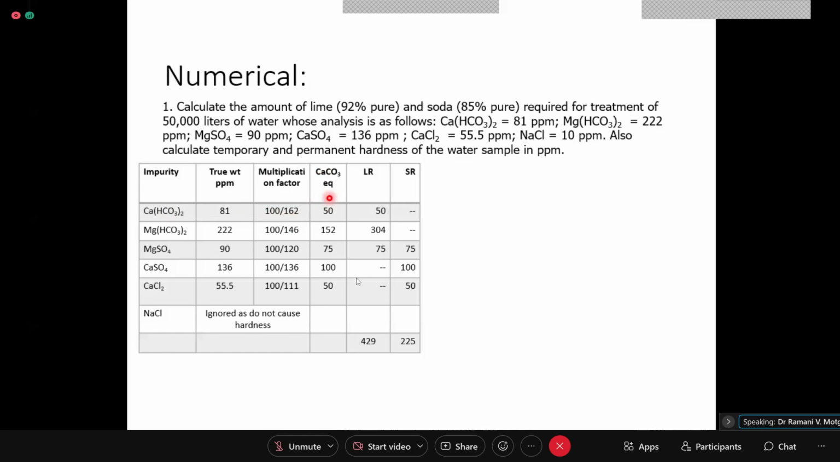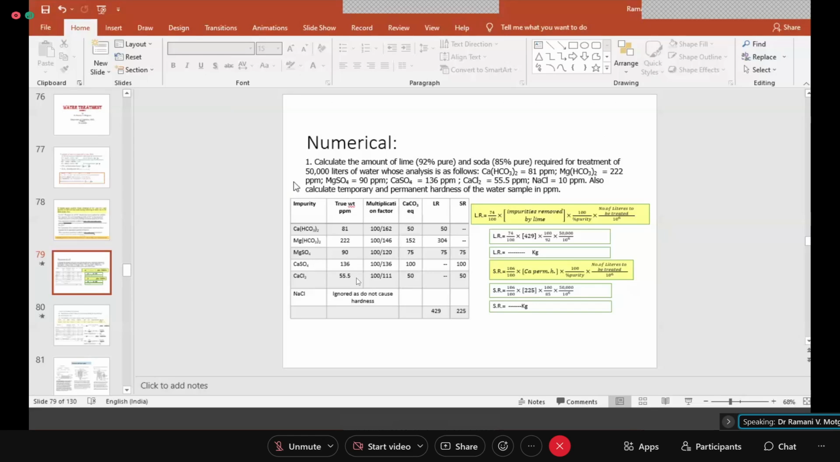So we get the column, where you can write this is multiplied by, and here you can write is equal to. So 81 into 100 by 162 is equal to 50. Okay, and then similarly these things also, if you write it this way, this will give the calculation of CaCO3 equivalents.